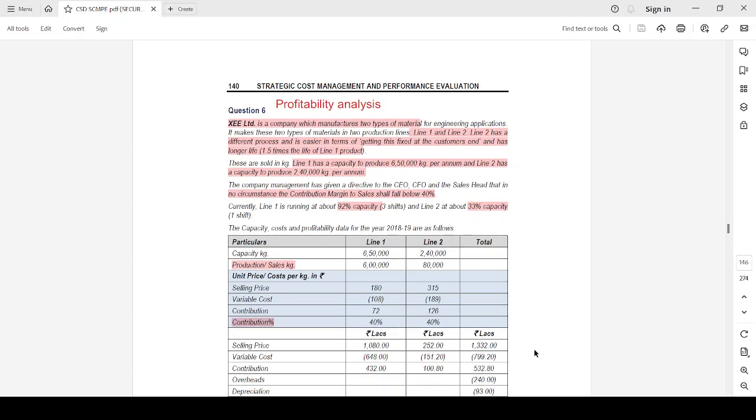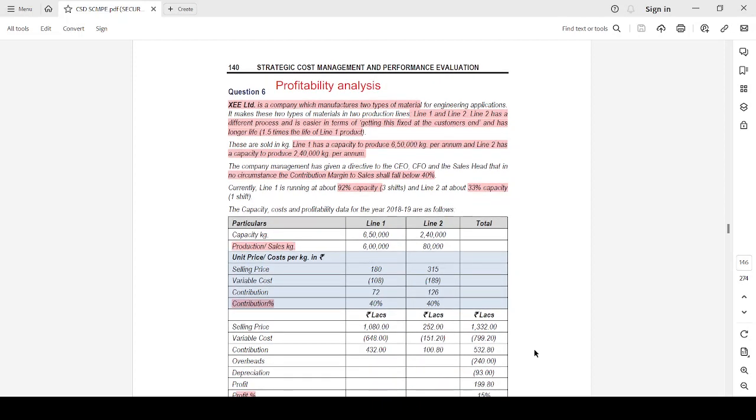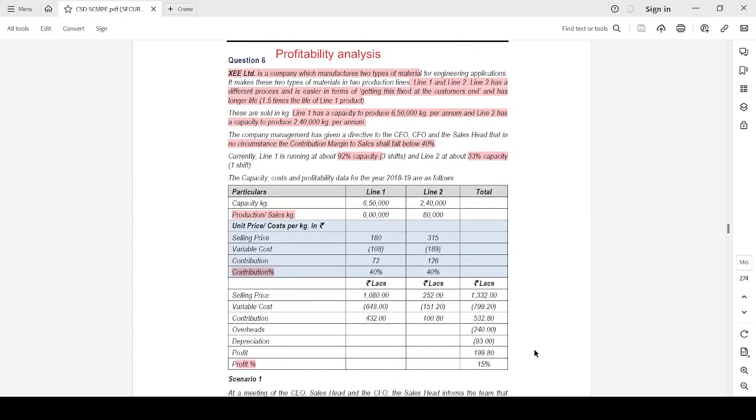XCE Limited is a company which manufactures two types of material. They have two production lines, line 1 and line 2. Line 2 has a different process, but the products produced in line 2 have a shelf life 1.5 times more than the line 1 product. Say, for example, if the line 1 product has a shelf life of 1 year, then the line 2 product will have a shelf life of 1.5 years. Line 1 capacity is 6,50,000 kgs and line 2 capacity is 2,40,000 kgs per annum.